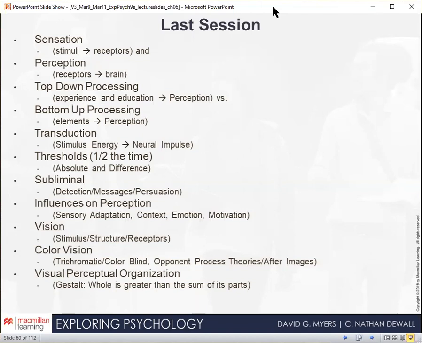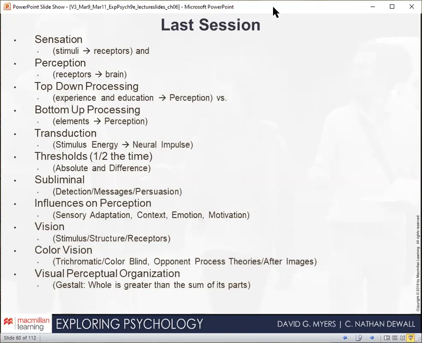And then we talked about the opponent process theories, and also afterimages, which is sort of an example of the opponent process theory. The idea is that we have these colors sort of associated with one another. As one is really active, it suppresses the other. Okay, and then when you remove the stimulus that got that particular cone active, then the other ones will sort of express themselves, and that's what afterimages are.